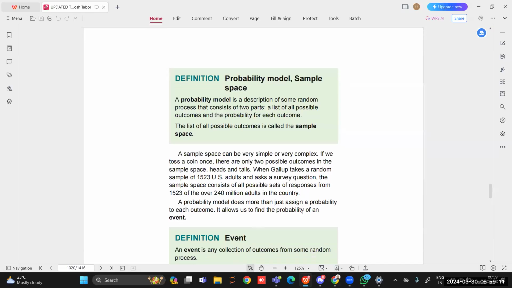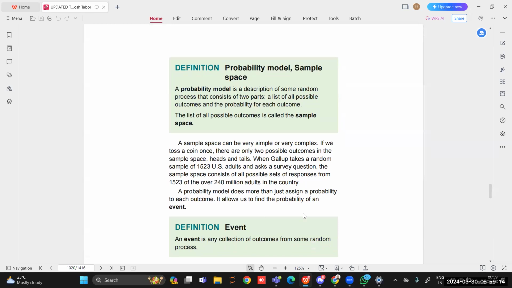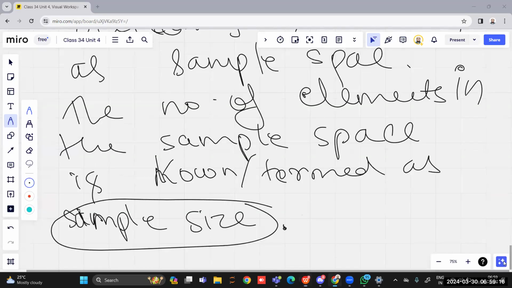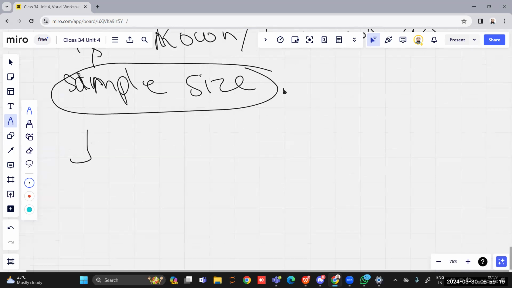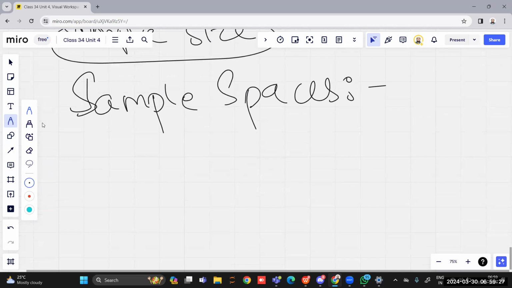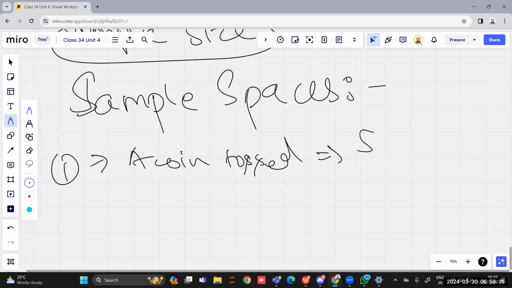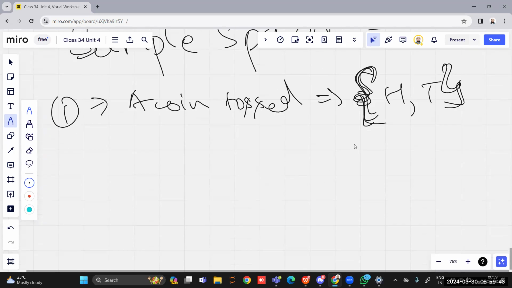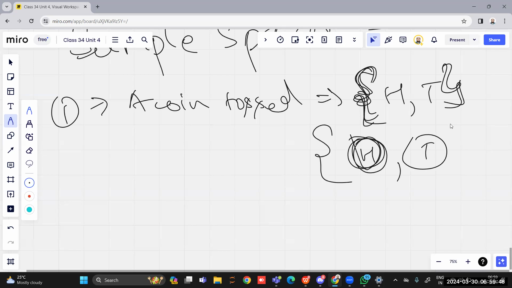So a sample space can be very simple or very complex. For example, take a coin toss. What's the sample space? H, T. We generally write sample spaces in curly brackets, or sometimes draw figures. For example, this is a coin: heads, comma, tails. You can draw it like this also.